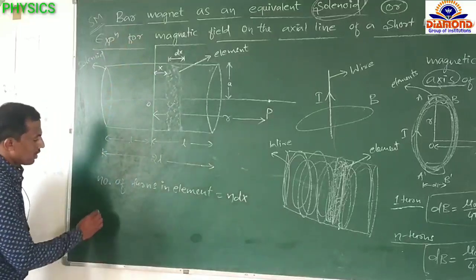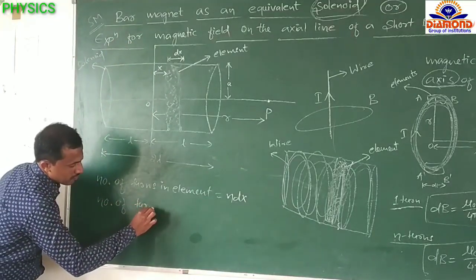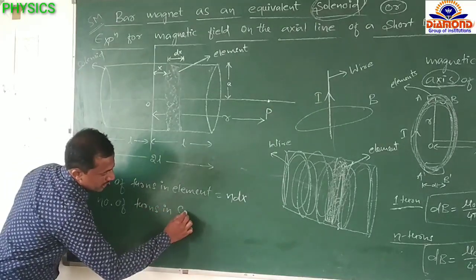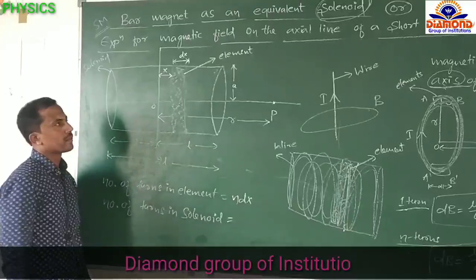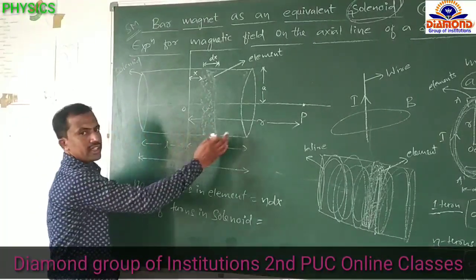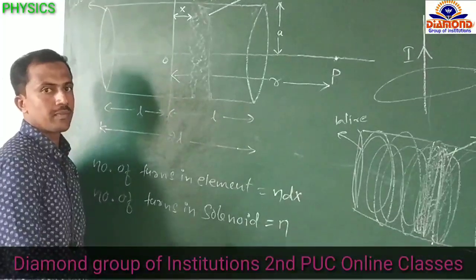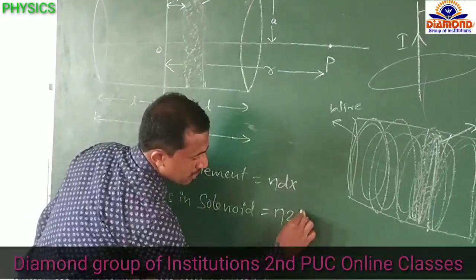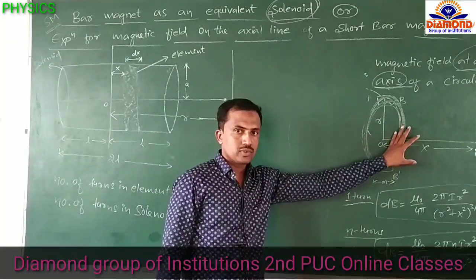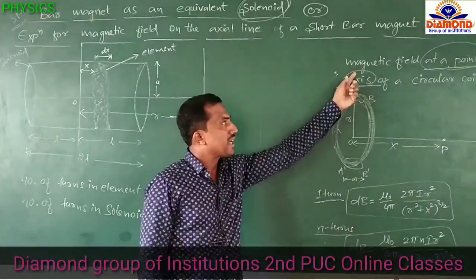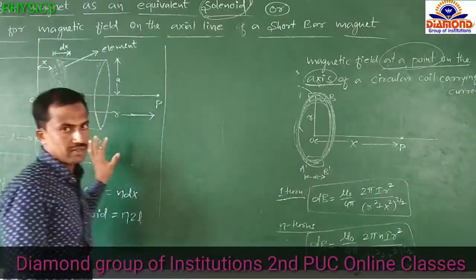Once again, the number of turns in the whole big solenoid: we write n turns over the distance 2l. This is the equation for the magnetic field at a point on a circular coil carrying current, and this equation is useful in this derivation.